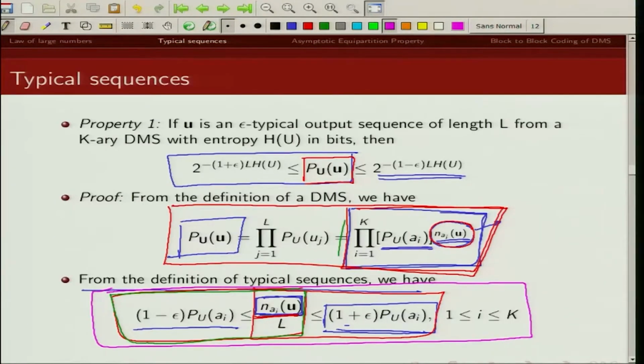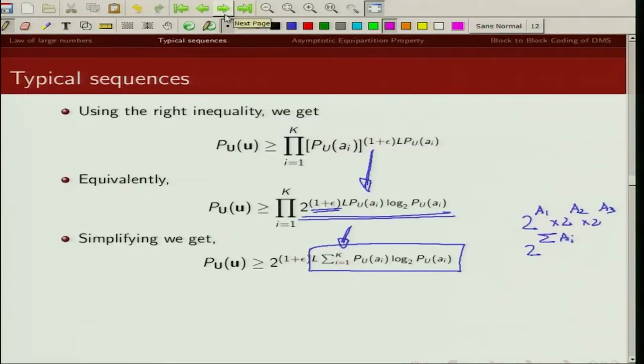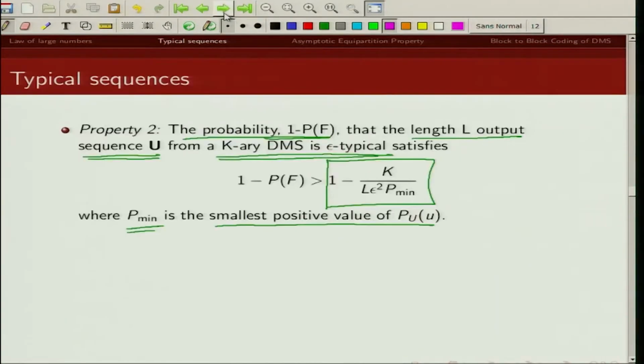We want the number of occurrences of this Ai divided by L, this fraction, to be within 1 minus epsilon times P of Ai and 1 plus epsilon times P of Ai. So clearly, when the absolute difference between N_Ai(u) by L minus P of Ai is greater than some term, then it is not going to be an epsilon typical sequence.